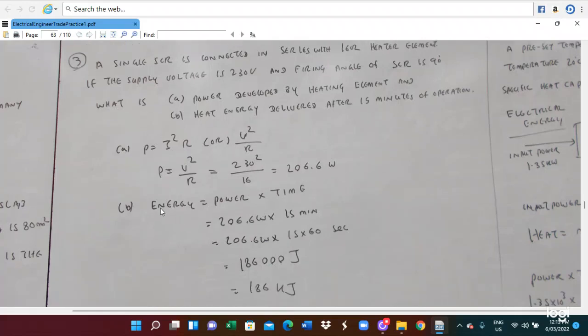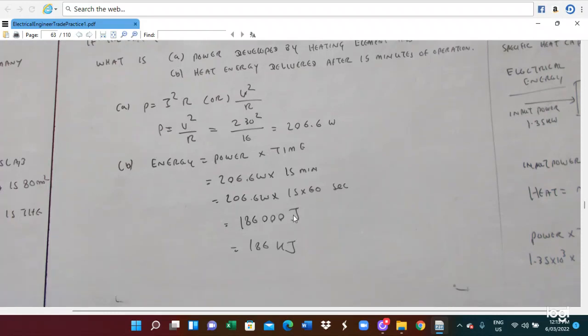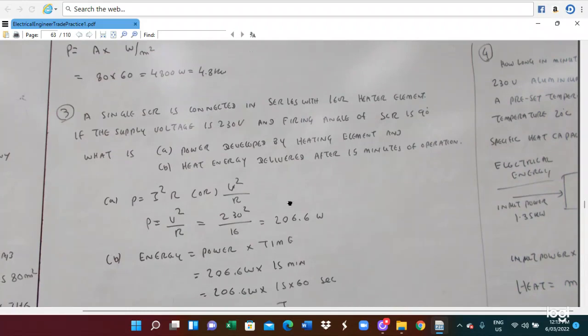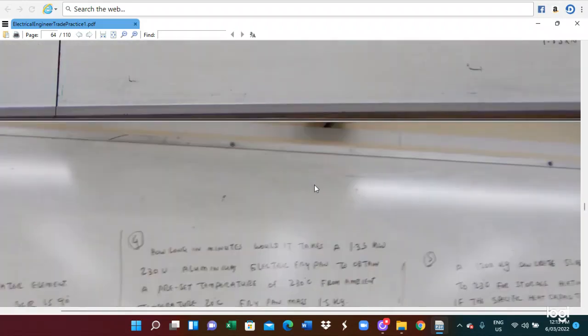And then also we calculate the energy. Energy is power multiplied by time. The power we calculated is 206.6 watt. And then we have to operate for 15 minutes. So 15 minutes is 15 multiplied by 60 to convert the minutes to seconds, then we calculate it's 186,000 joules or 186 kilojoules. So this is the way we calculate the energy and power.